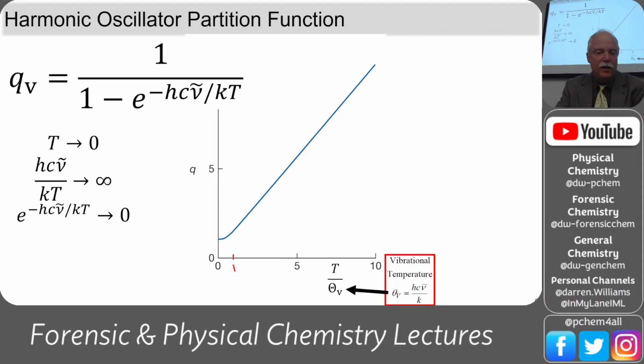Okay. And so if that goes to 0, what is the denominator? It's 1 minus 0. And so 1 minus 0 in the denominator is going to end up giving us 1 over 1, which means Q is equal to 1. So that's not too bad, is it?